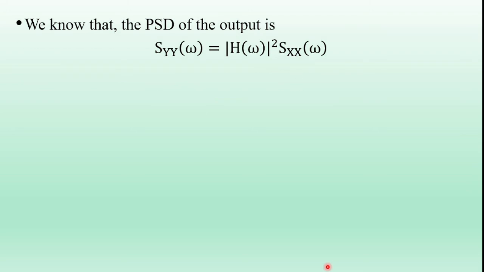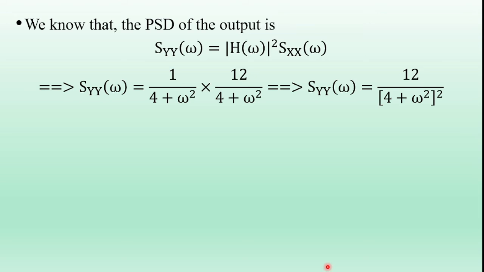We know that the power spectral density of the output is Syy of omega is equal to magnitude of h of omega whole square into Sxx of omega. Here the Sxx of omega value and the magnitude of h of omega value are calculated, and substituting those two values into this equation, we get the power spectral density of the output y of t. Magnitude of h of omega whole square is 1 by 4 plus omega square, into Sxx of omega, which is 12 by 4 plus omega square. The power spectral density of the output y of t is Syy of omega is equal to 12 by 4 plus omega square, whole square.